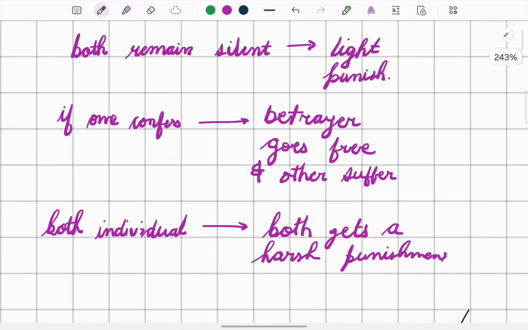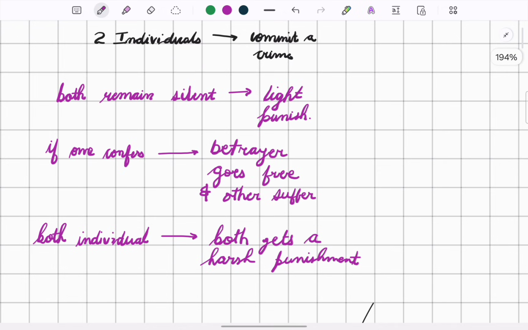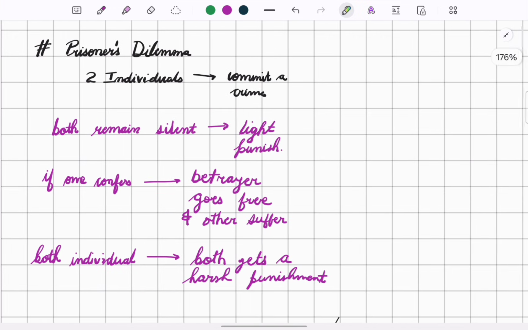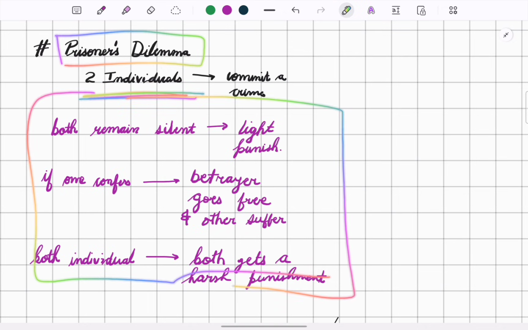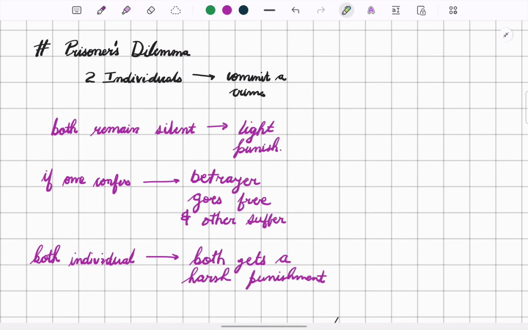So now what is going to happen is that in this scenario, whenever the first individual is put in a cell, there is this assumption in game theory that the individuals are rational. So whenever the first individual thinks about these three scenarios, he will think of all the possible outcomes. He will think कि अगर मैं चुप रहता हूँ और second individual भी चुप रह जाता है, then they both will be freed with a light punishment only.